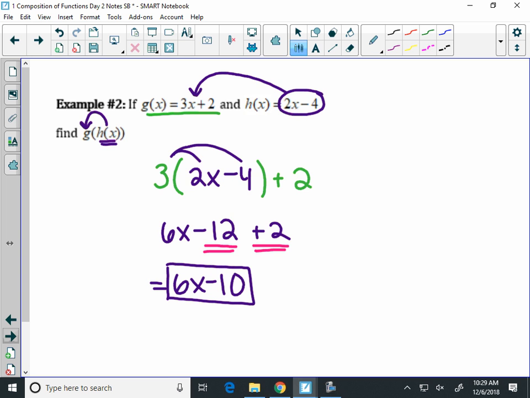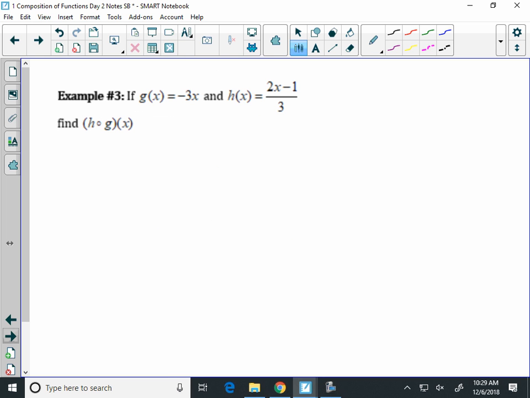All right, moving on to example 3 here. g of x is negative 3x and h of x is (2x minus 1) over 3. Here we have a funky function notation that says h of g of x. g is going to go into the left function of h. So again, this g right here, if you want to circle it, goes in for the x into h.